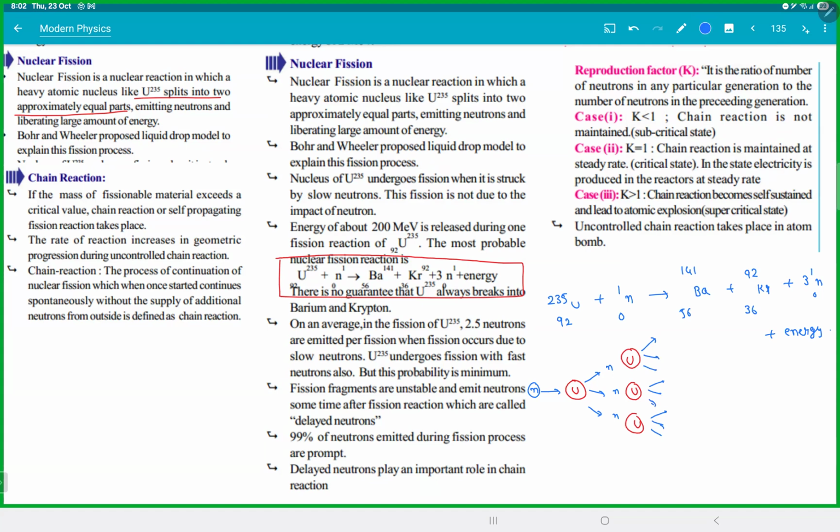You get a huge amount of energy in a very short time. This is what happens in a nuclear bomb. You don't have control over that fission. It just keeps on. 9 becomes 27, 27 becomes 81, 243, and 3 to the power something. Within 10 fissions, you have an energy release of the order of 3 to the power 10. So this is what we call a chain reaction. And if you don't control this, it is an uncontrolled chain reaction.